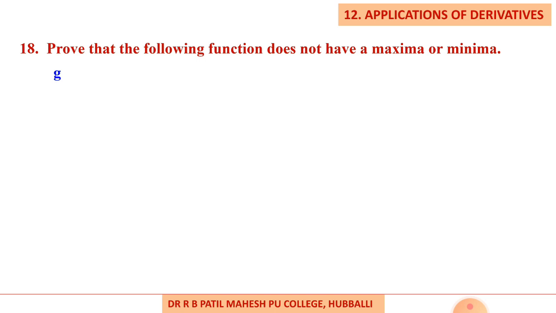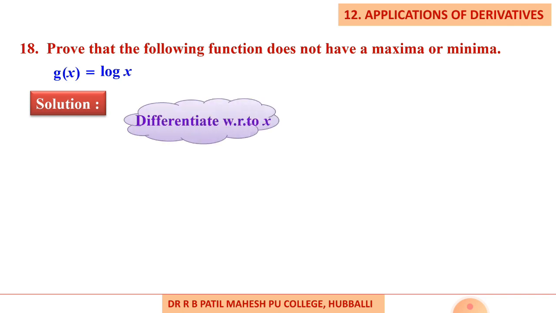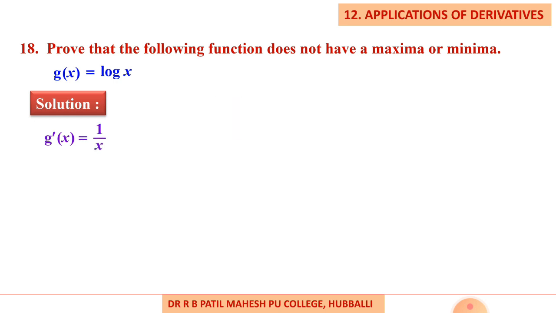Next, example number 18. Prove that the following function does not have a maxima or minima. So in this one, the given function is g of x equal to log x. Now differentiate this function with respect to x. We get g dash of x equal to the derivative of log x, which is 1 by x.